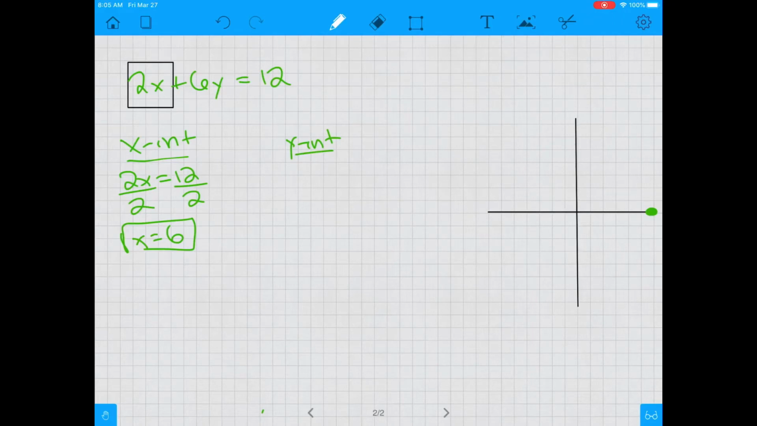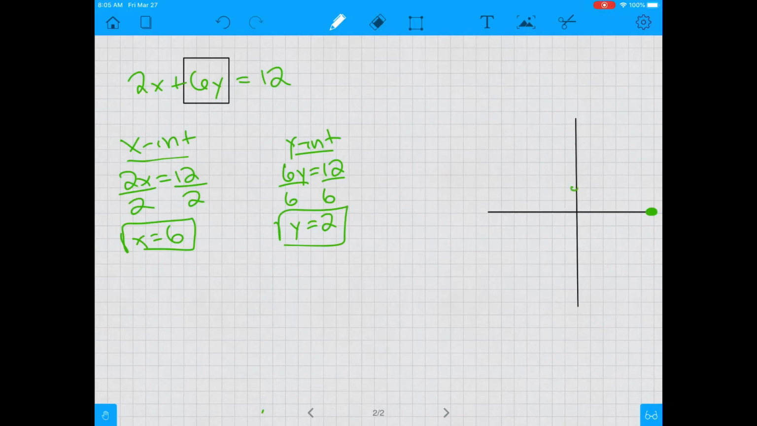And then for my y-intercept, I end up doing the same thing, right? All I do is look at the 6y. Come over here again, I have 6y equals 12, divide by 6, I get y equals 2. So come up here to 2, and then again, same deal. Draw the arrows, draw the line, and connect them.